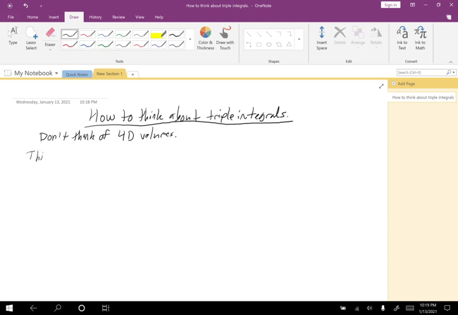I'm going to think of it as f of x, y, z times volume, or really as dv. So it's like an analog of 3D volume. I guess you could call it weighted.